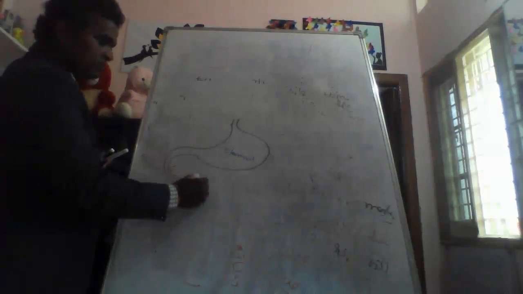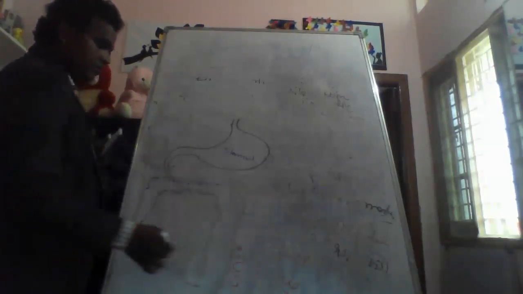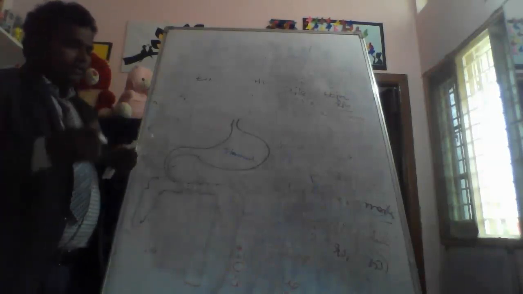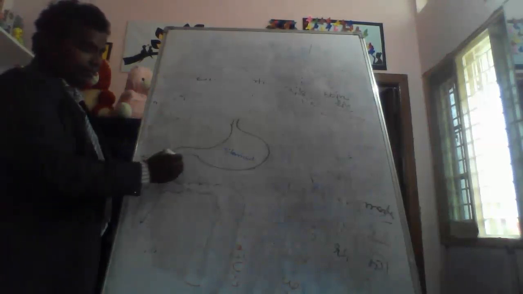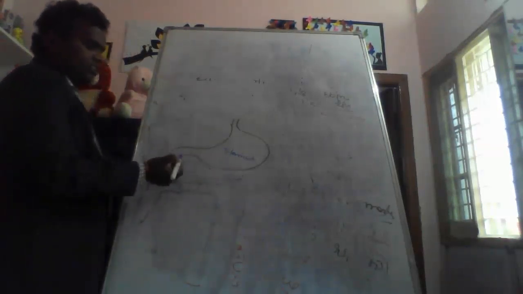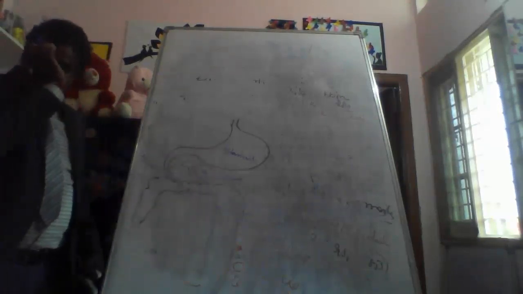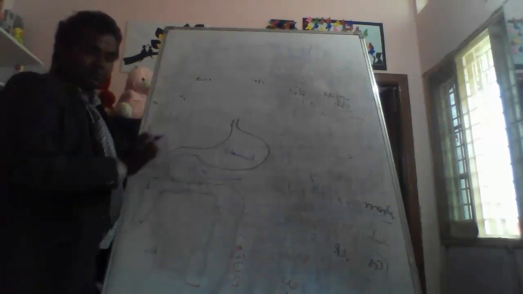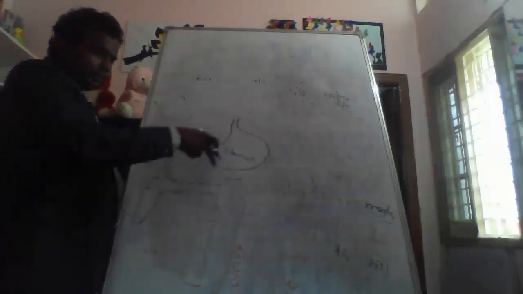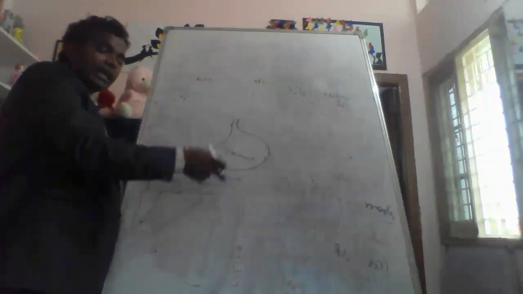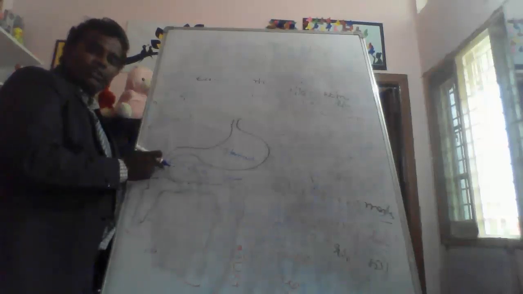This is the large intestine. Right? Where is the pancreas present? It is present in a leaf-like structure. Okay, that is the location of the pancreas. It is present between the stomach and large intestine, attached with the duodenum.